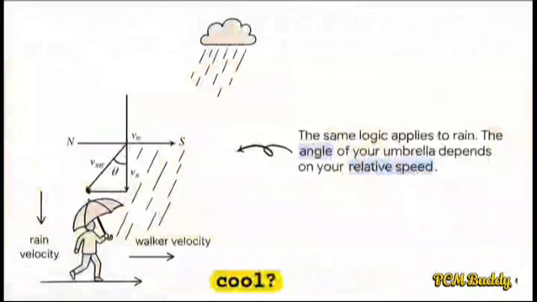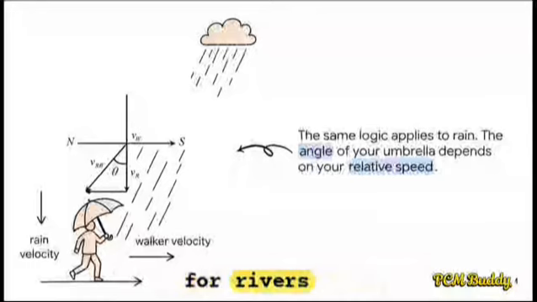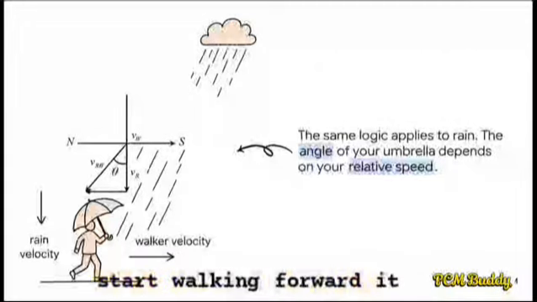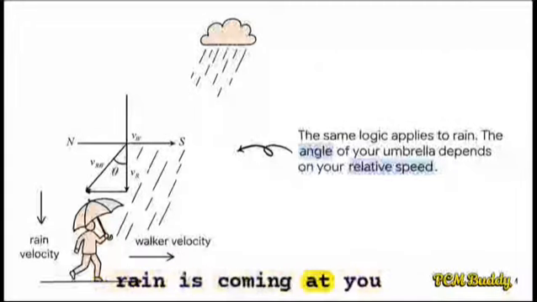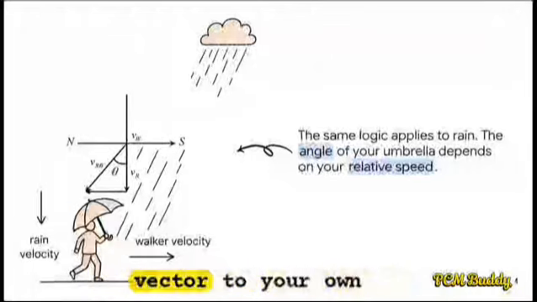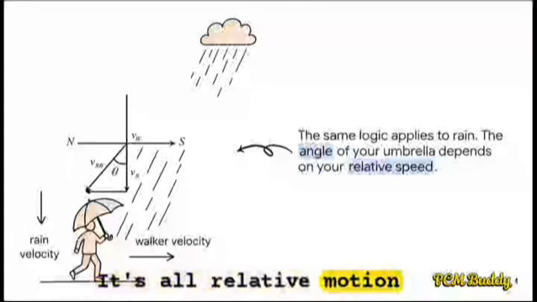And you know what's cool? This logic isn't just for rivers. Think about the last time you walked in the rain, like in problem Q68. If the rain is falling straight down, but you start walking forward, it suddenly feels like the rain is coming at you from an angle, right? Well, the angle you have to tilt your umbrella is a direct result of adding the rain's velocity vector to your own. It's all relative motion.